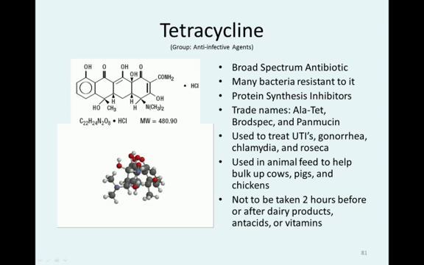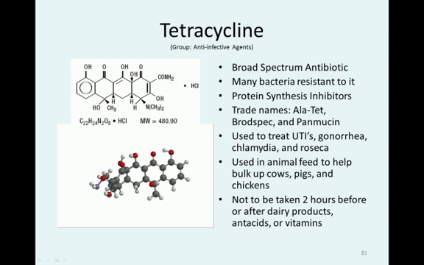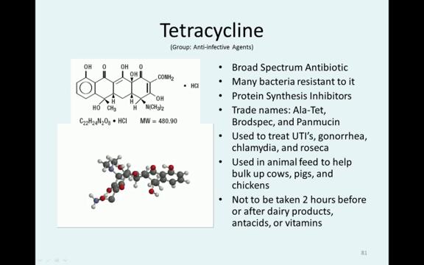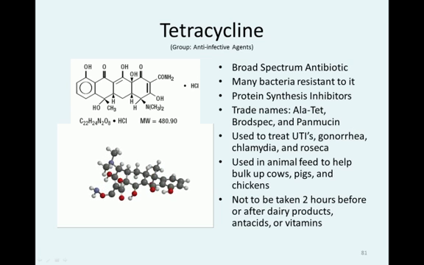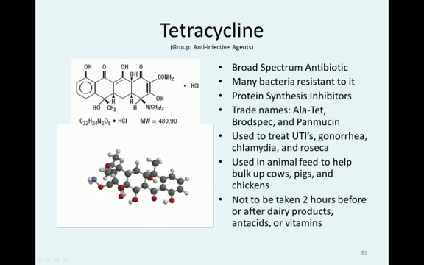Tetracycline is a broad-spectrum antibiotic. Many bacteria are now resistant to it. It's used to treat UTIs, gonorrhea, chlamydia, and rosacea.